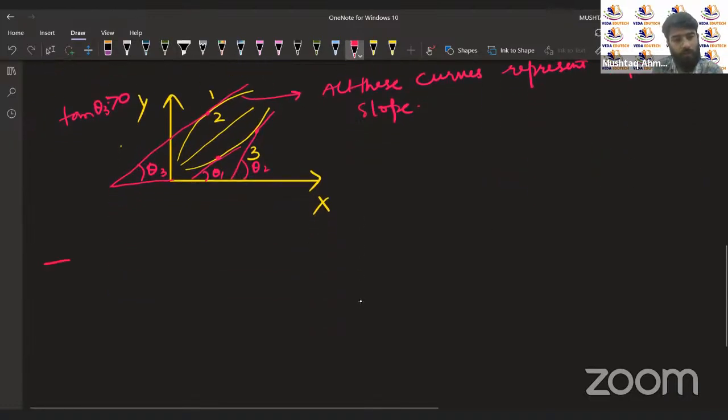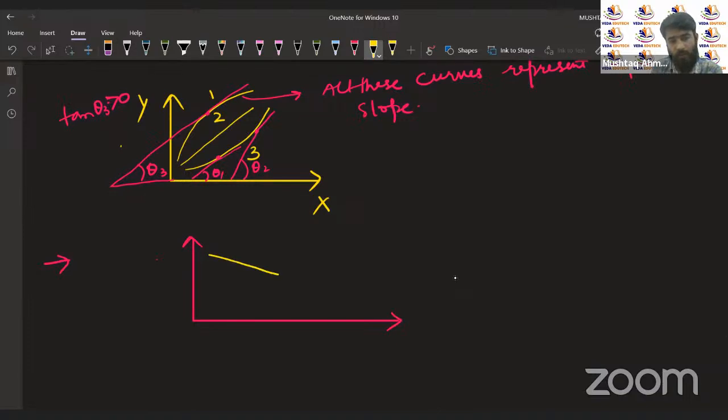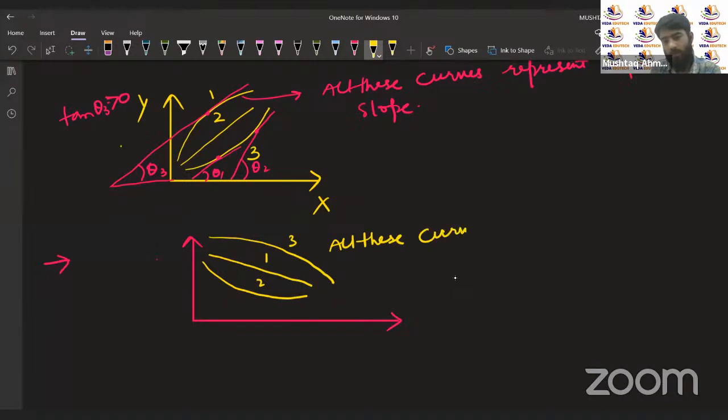And similarly, if we draw a straight line like this and plot a curve like this, and this is the third curve, like this curve number 1, 2 and 3, we can clearly see that all these curves have negative slopes.